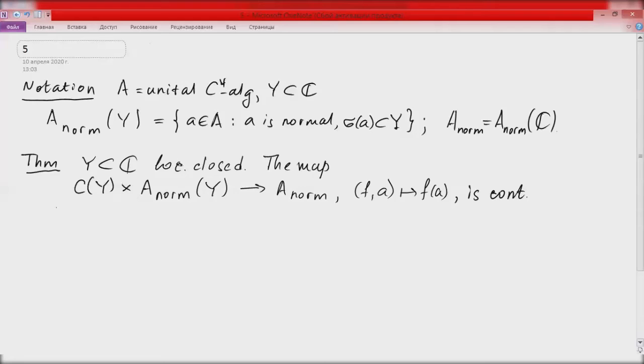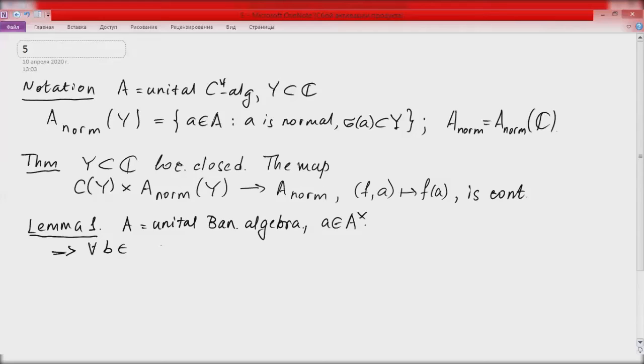Lemma 1. Suppose that A is a unital Banach algebra, and little a is an invertible element of A. Then for each element b of our algebra such that the norm of b is strictly smaller than 1 divided by the norm of a inverse, the element a minus b is invertible.